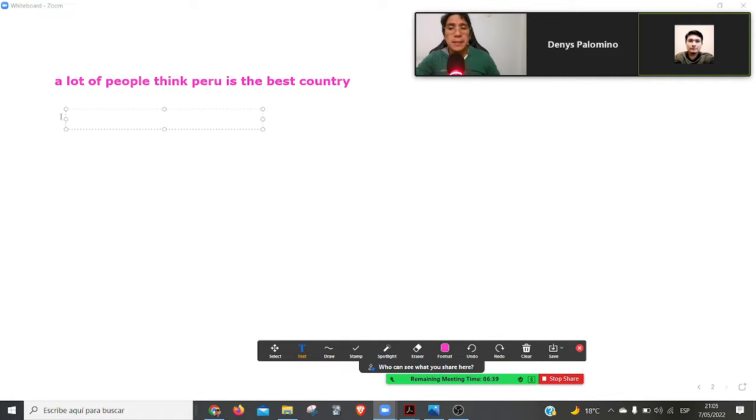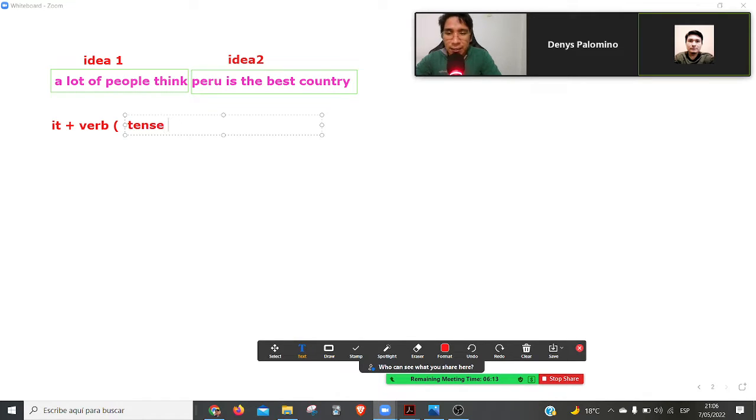Tenemos dos formas de expresar esta idea. La primera es it. Ahora le voy a agregar el verbo to be. ¿Te acuerdas el pasivo? ¿En qué tiempo está mi clave? A ver, vamos a separar aquí. A lot of people think that. Y la segunda idea es esto, ¿ok? Idea number one. Idea two. Aquí, mi verbo to be va a estar en el tense de la idea one. ¿Quedó claro? Yes. Le agrego el PP, el participio de la idea one.